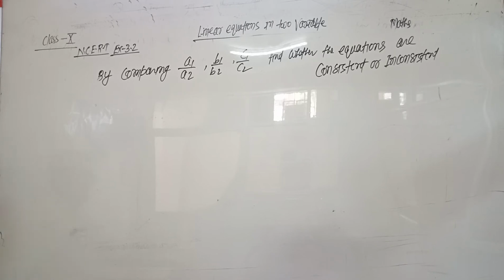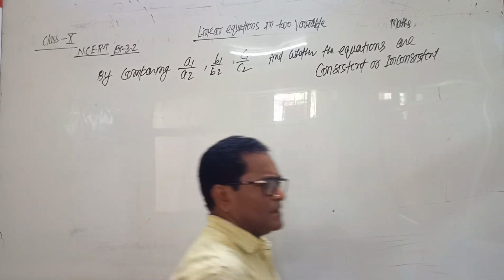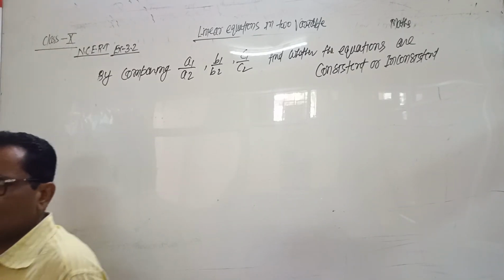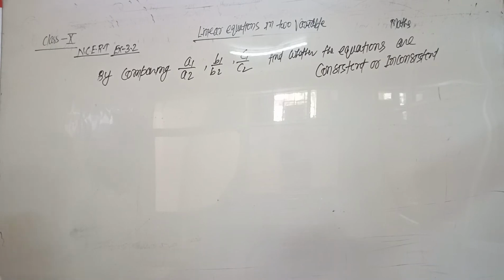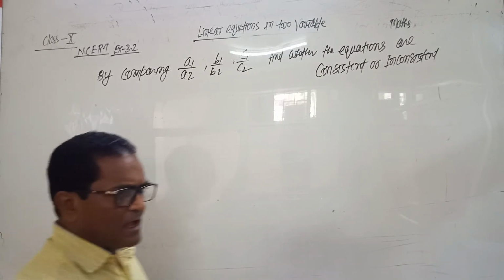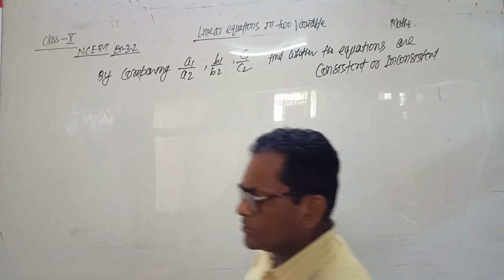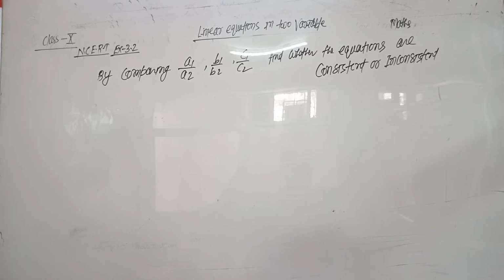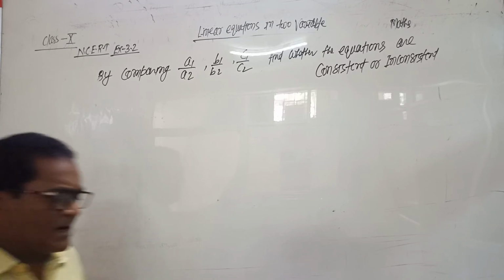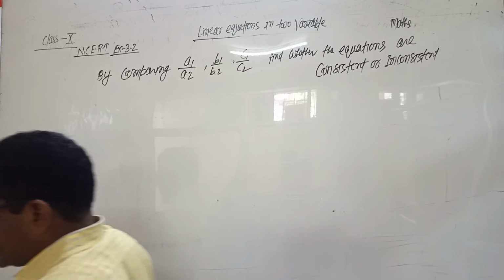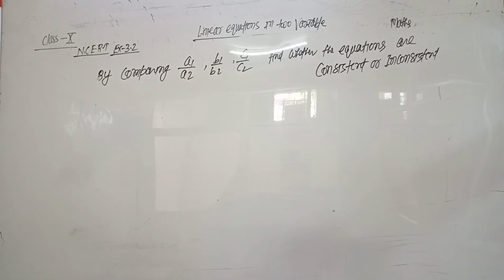So the theory which we have studied: for lines that are intersecting, the condition is a1 by a2 is not equal to b1 by b2. This is the case of consistent. And when a1 by a2 equals b1 by b2 equals c1 by c2, this is the case of dependent, consistent. And when a1 by a2 equals b1 by b2 is not equal to c1 by c2, this is the case of inconsistent.